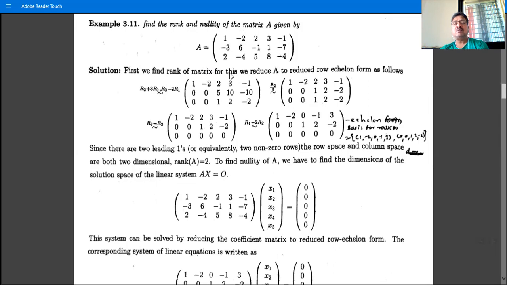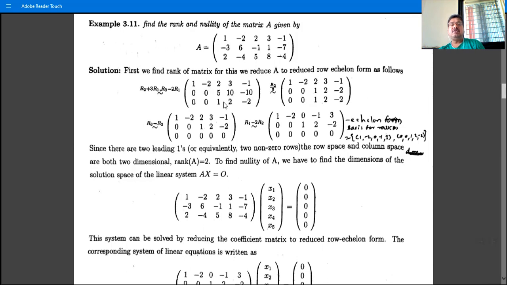So reduce this matrix to echelon form. The operations are R2 plus 3R1. We have to reduce minus 3 and 2 to 0, since the leading entry is 1. So the transformations are R2 plus 3R1 and R3 minus 2R1, and so we have this matrix. While reducing these two to 0, these two elements are also reduced to 0. And so we now have to reduce this 5 to 1. So the operation is 1 by 5 R2, or we can interchange the second row and third row.